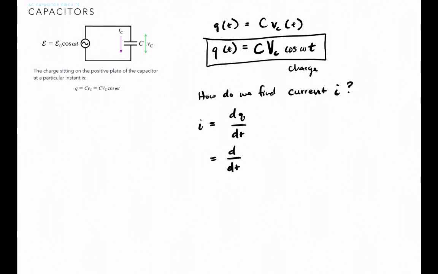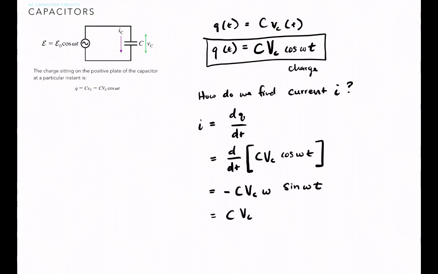Omega sine. So that's going to give you negative, right, C V_C omega sine omega t. Okay? Well, what do we know about negative sine? How do we write that? So let's say we have negative sine of x. How do we write that as cosine?